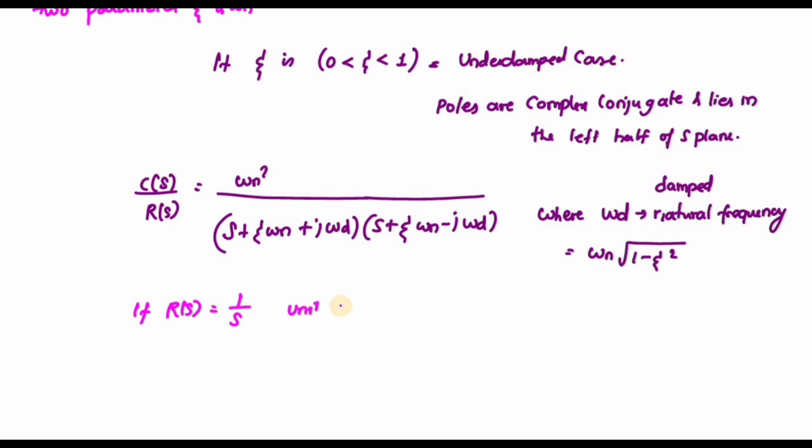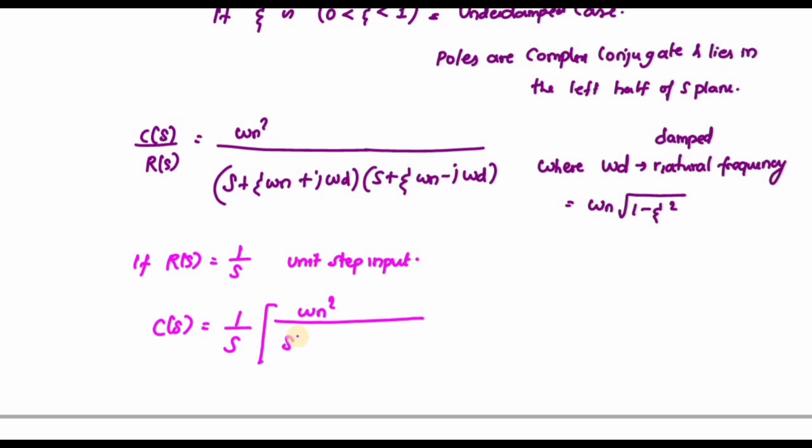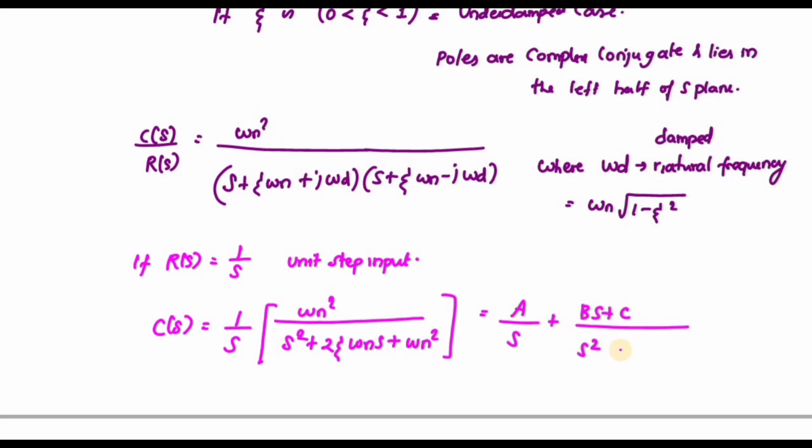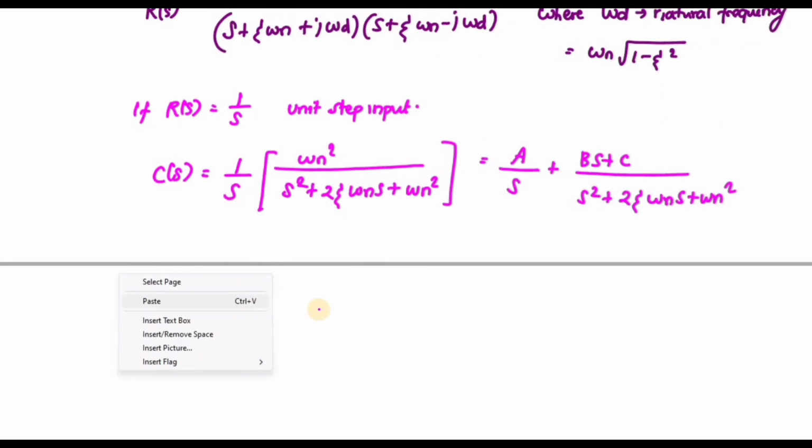So if R(s) is equal to 1/s, here my input is a unit step signal. I can write C(s) = 1/s × ωn² / (s² + 2ζωn s + ωn²). I can write this as A/s + (Bs + C) / (s² + 2ζωn s + ωn²).